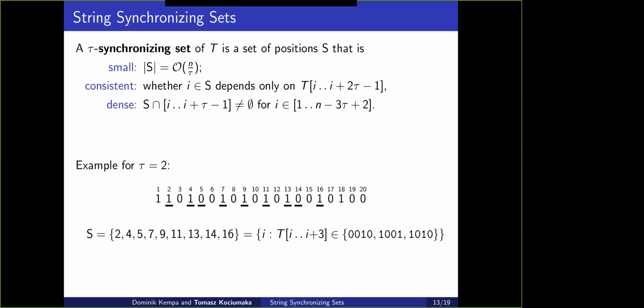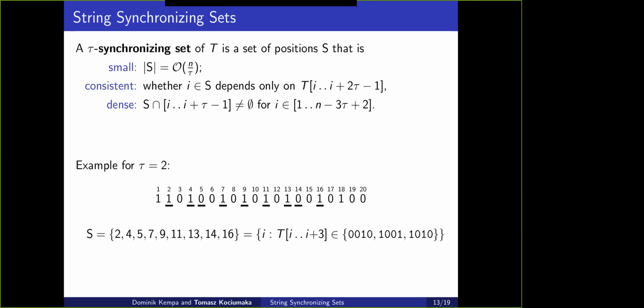And here is an example for tau equal to 2. Also in the bottom line, you can see another interpretation of this notion of synchronizing set. To construct a synchronizing set, you need to come up with some substrings of length 2 tau. So here are three of them: 0, 0, 1, 0; 1, 0, 0, 1; and 1, 0, 1, 0. And the synchronizing set consists of positions where at least one of those starts. These are the positions which are underlined. This interpretation gives local consistency for free, because we just chose them based on those contexts of length four in this case. But you still need to work in order to select your substrings so that the number of occurrences is small in total and that you don't have big gaps between two subsequent synchronizing positions.